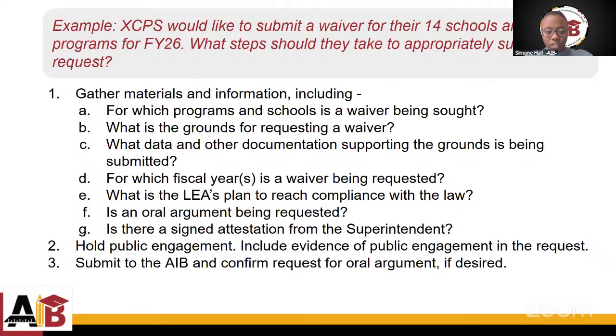As you are gathering these materials and this information, the next step is to hold public engagement. Make sure to include evidence of public engagement in your request. And then lastly, submitting to the AIB, and again, confirming whether you want an oral argument.